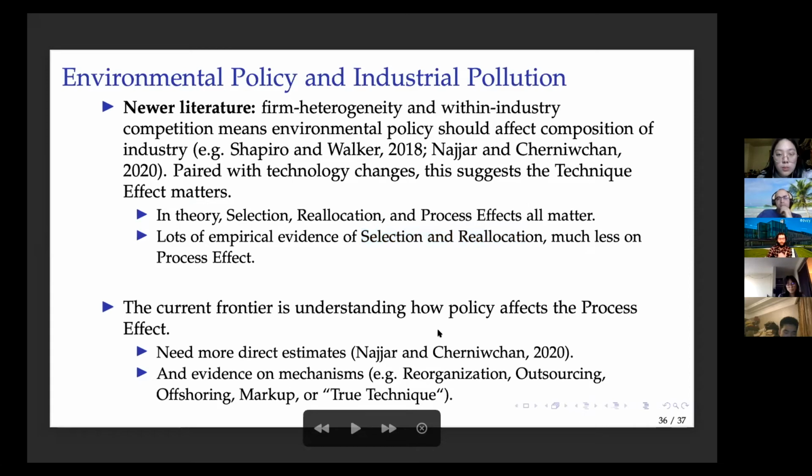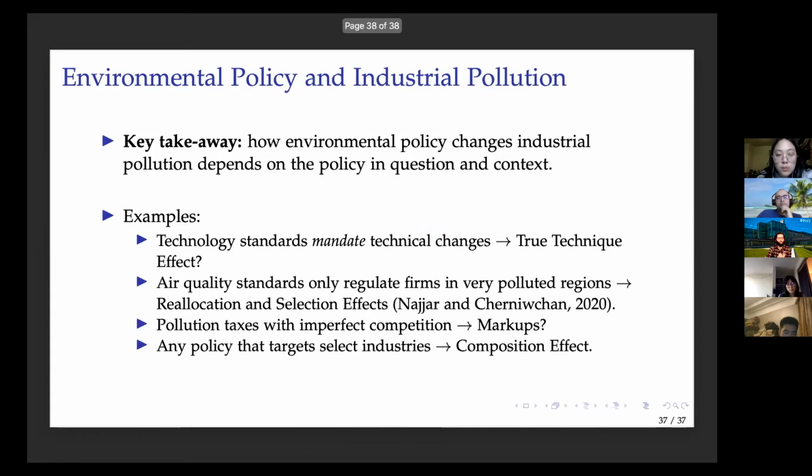So this is really, in my view, where the literature needs to go. The key takeaway from all of this discussion on environmental policy is that environmental policy should change industrial pollution in many different ways, depending on the design of that policy and the context in question. So you can think of lots of different examples.